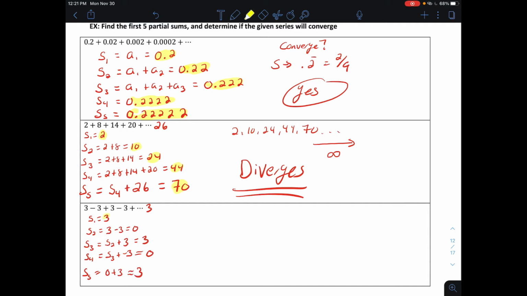So I'm looking at the pattern of the sequence of sums. 3, 0, 3, 0, 3. And I'm wondering that if I continued this on forever, would I be approaching a certain value? Well, all that's happening is you're alternating between 3 and 0. You're not narrowing in on a certain value. So this will not converge, it diverges. So if you don't converge, you diverge.